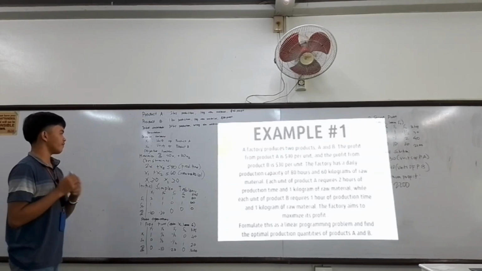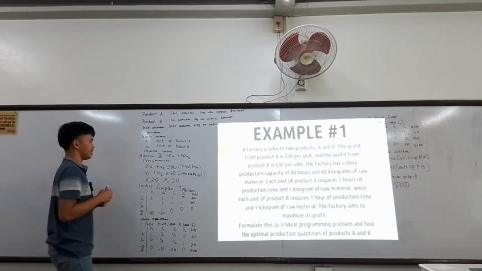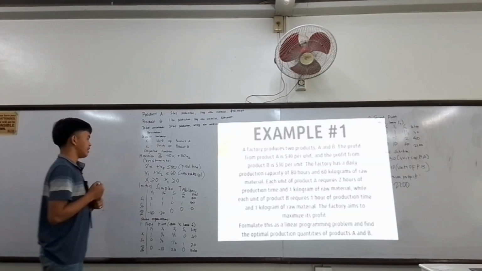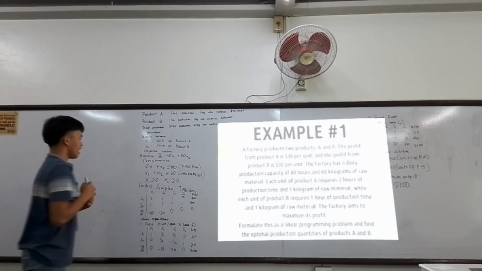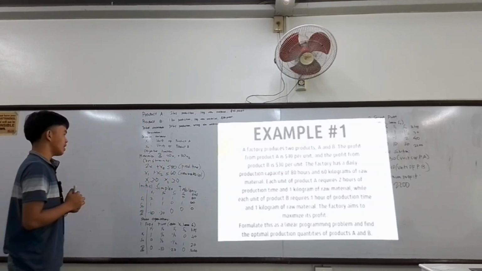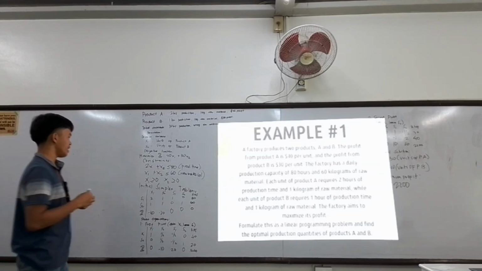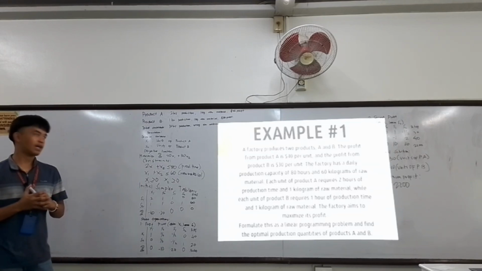So the constraints of this maximization are 2x sub 1 plus x sub 2 less than or equal to 80, that is for production time. And x sub 1 plus x sub 2 less than or equal to 60, that is for raw material. So we have x sub 1 greater than or equal to 0 and x sub 2 greater than or equal to 0.